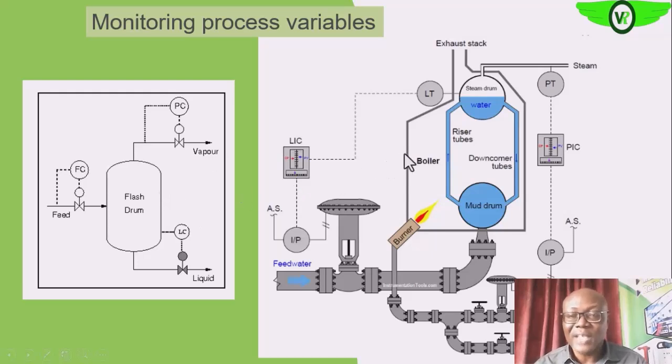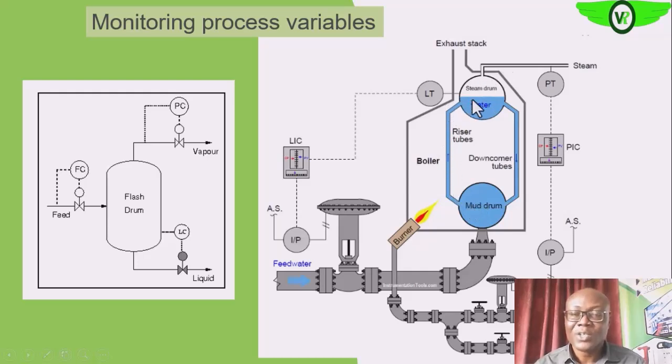Then when you look at the right, here we have a steam generation system. In a steam generation system, the boiler is a very important piece of equipment, as you can see. In the boiler, what happens is that the chemical energy that is contained in fuel is converted to heat energy, and that heat energy is absorbed by water, and then the water is converted to steam.